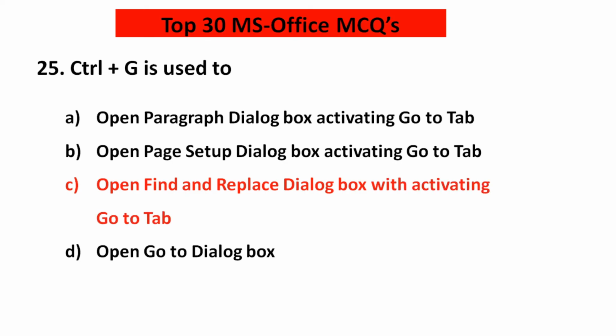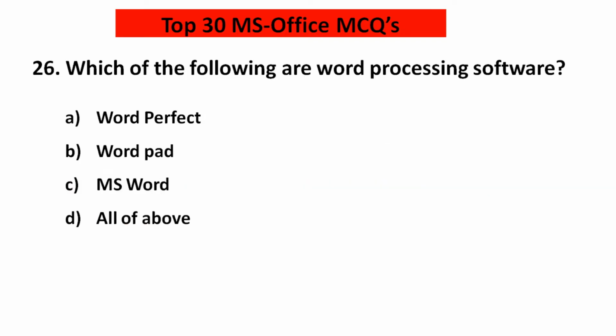Next question. Which of the following are word processing software? Option A. WordPerfect, B. WordPad, C. MS Word, D. All of the above. The right answer is option D. All of the above.